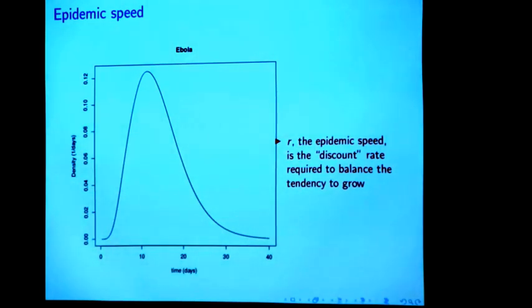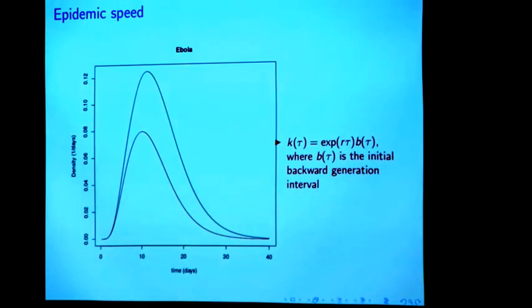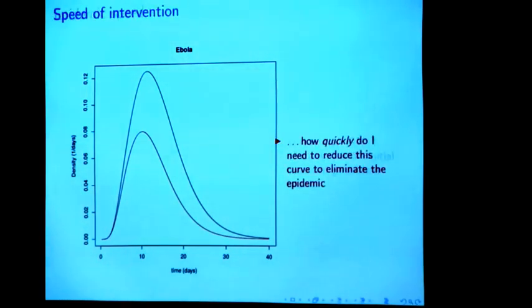So little r is the epidemic speed, and it's the discount rate that's required to balance the tendency to grow. So if I solve the Euler equation, then I see that little r is the rate at which I have to reduce this in order to get this distribution. B is the backward generation interval. In particular, it's the backward generation interval early in spread. And conversely, I can think of that as my control. How quickly do I need to find people and get them into safe rooms where they're not going to give other people Ebola if I want Ebola to go away?